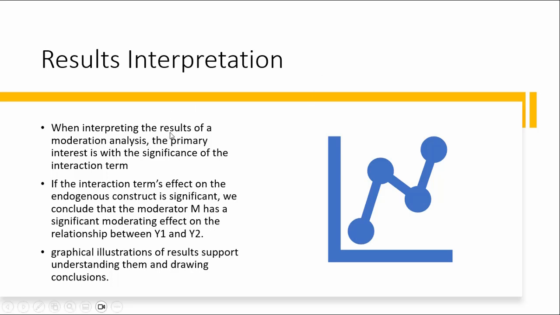When interpreting the result of the moderation analysis, the primary interest is the significance of the interaction term. If the interaction term's effect on the endogenous construct is significant, we conclude that the moderator has a significant moderating effect on the relationship between the independent and dependent variable. A graphical illustration of the result supports understanding and makes drawing conclusions easier.